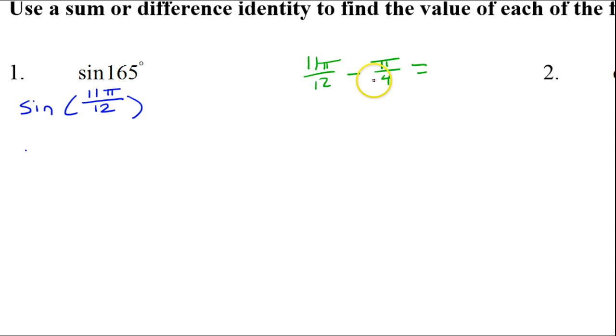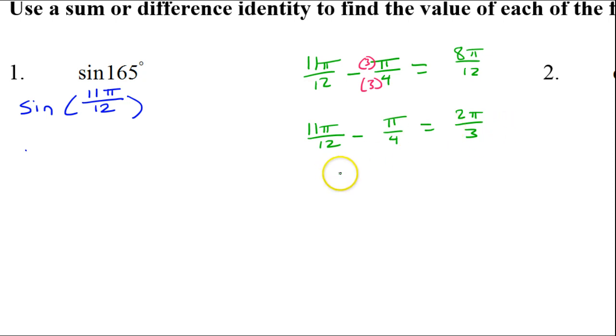In order to subtract these, I would need like denominators. So I would end up multiplying these by 3. That makes both of these now 12. So let's see. That's 11 pi over 12 minus 3 pi over 12. That's 8 pi over 12. Now 8 pi over 12 reduces down to 2 pi over 3. So I've got 11 pi over 12 minus pi over 4 is equal to 2 pi over 3.